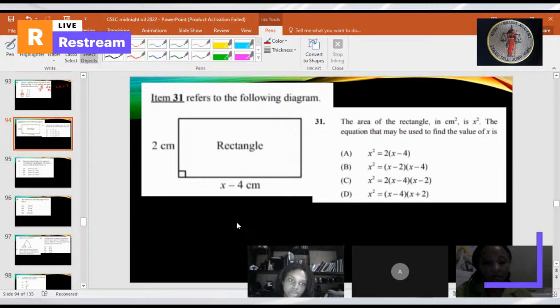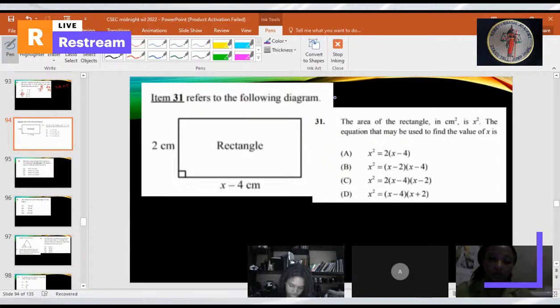Okay, Miss. Number 31. Item 31 refers to the following diagram. The area of the rectangle in centimeters squared is x squared. The equation that may be used to find the value of x is... So the area of a rectangle is length times width. So that would mean 2 times x minus 4 equals x squared.